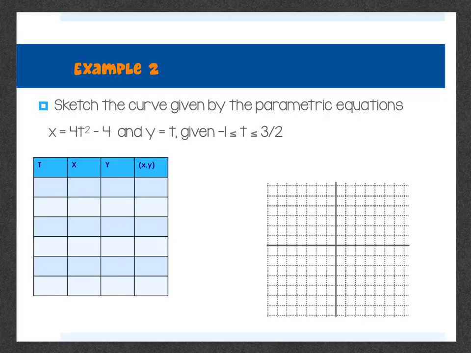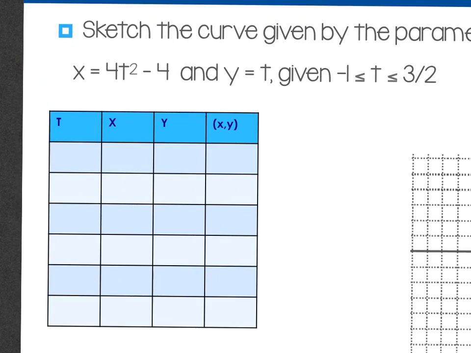All right, now you do this one. So same set of instructions. Sketch the curve given by the parametric equations x equals 4t squared minus 4 and y equals t, given now the restrictions -1 to 3 halves. So you actually have more rows there than you need, okay? You just start with -1 and then make your life easy and go by whole numbers. Then go to 0, then go to 1, then the last one would be 3 over 2. So you've got a fraction there, but that's plenty. That's enough.